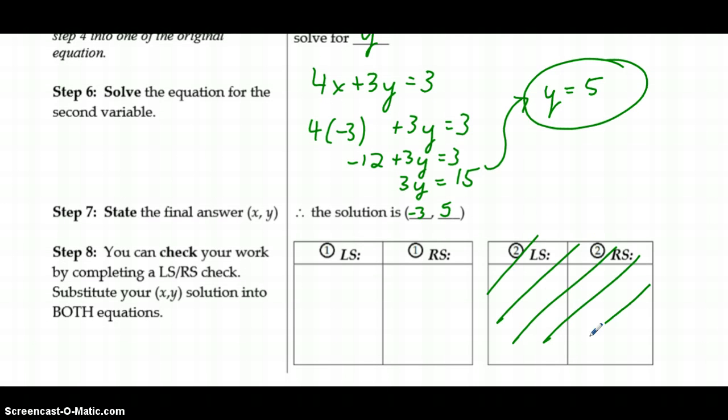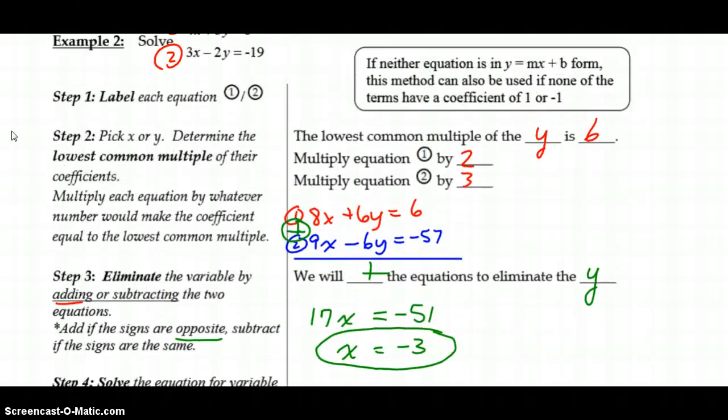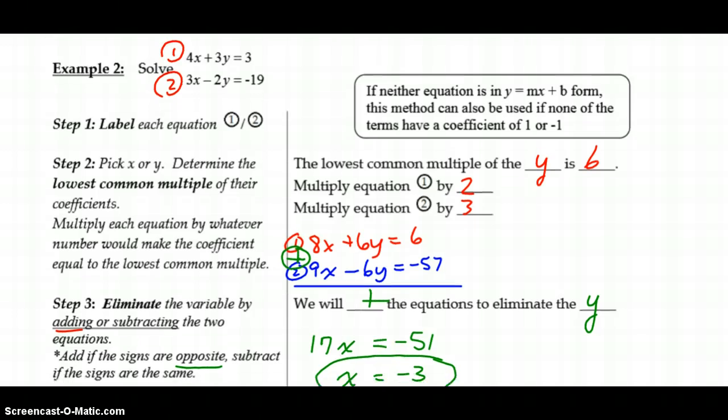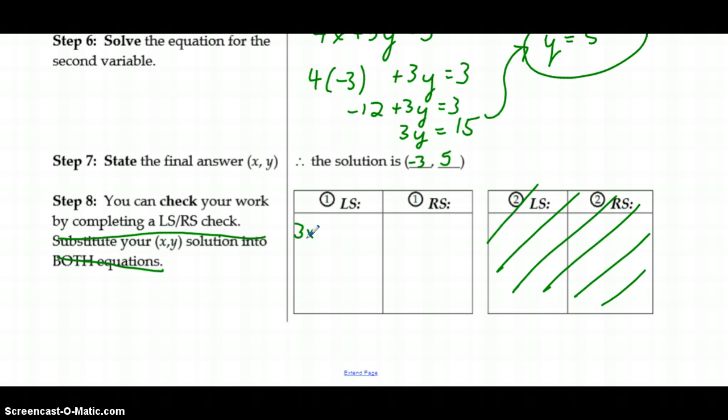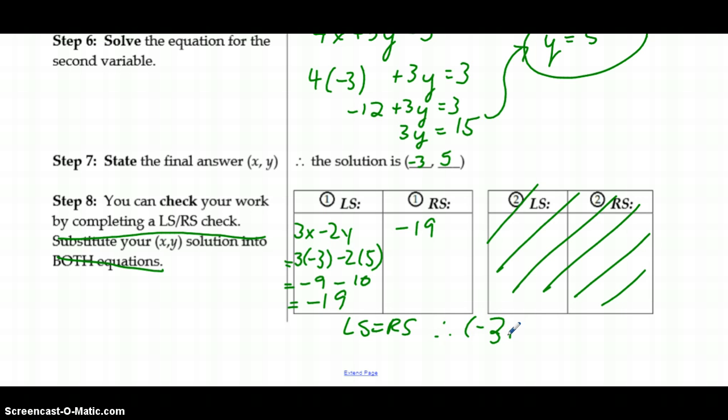I'll just cancel this out. We only have to do it once. So we're going to grab the other equation, the one we didn't use in that last step. So we need 3x minus 2y equals negative 19. Substitute our values. Order of operations, we do our multiplies first, and then our subtraction. And we get left side equals right side. Therefore, our answer is correct.